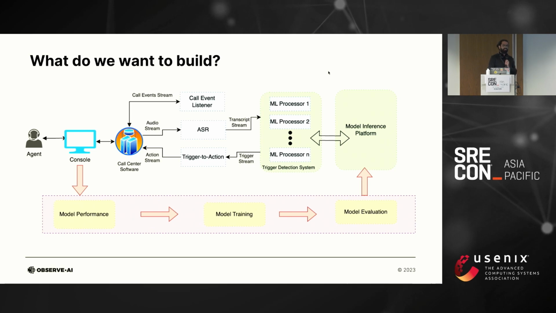Then you have an ASR system, which usually converts the calls into text. And then this entire thing needs to be put into an ML processor workflow, where different workflows need to run in parallel, in tandem, so as to generate certain triggers. These triggers are generally what we call intelligence. And these triggers are then mapped to particular actions that are then shown on an agent's dashboard.